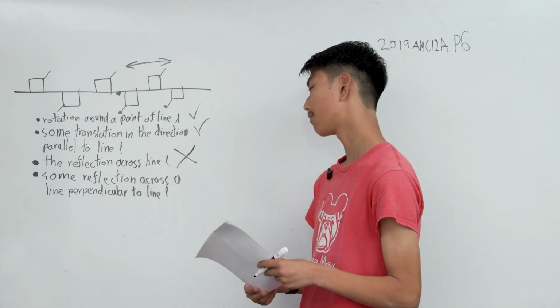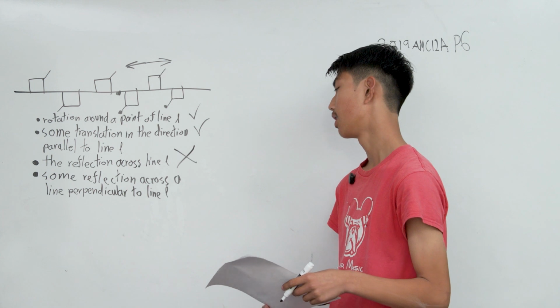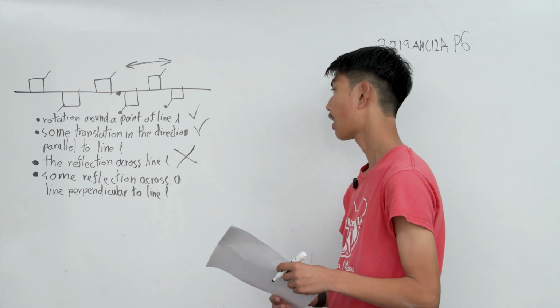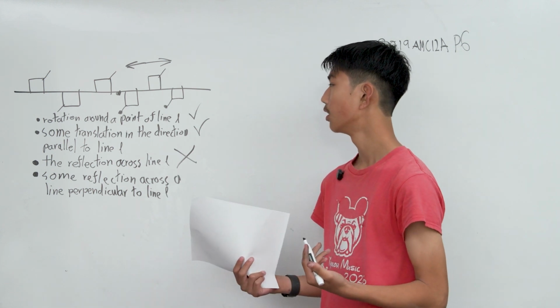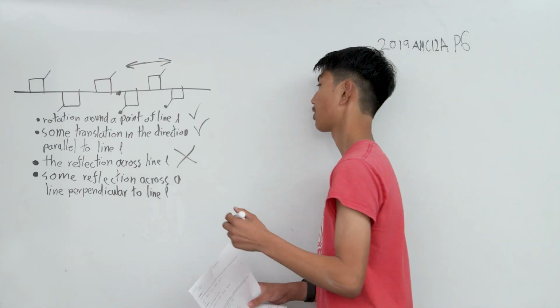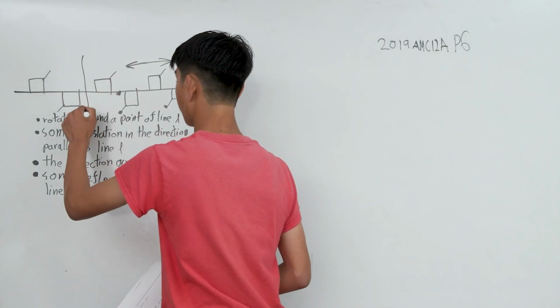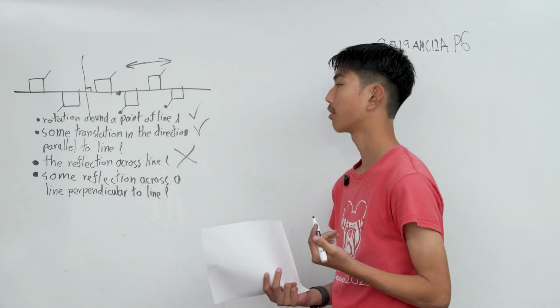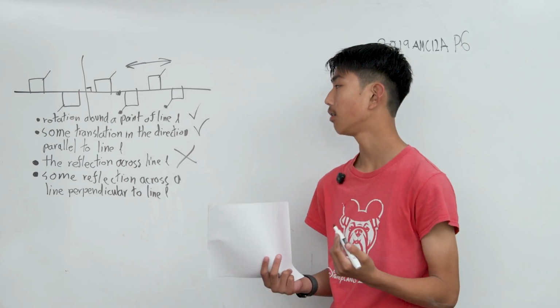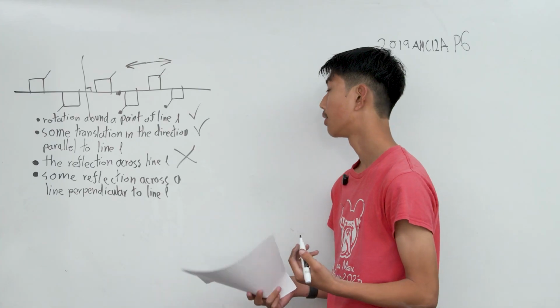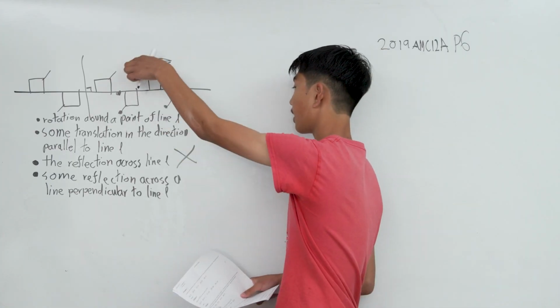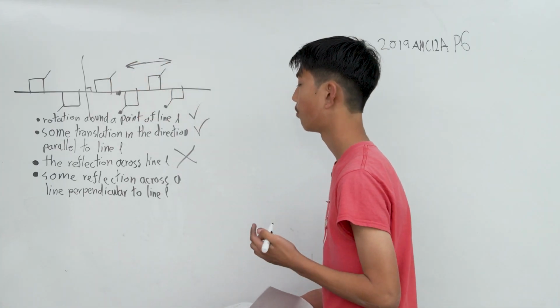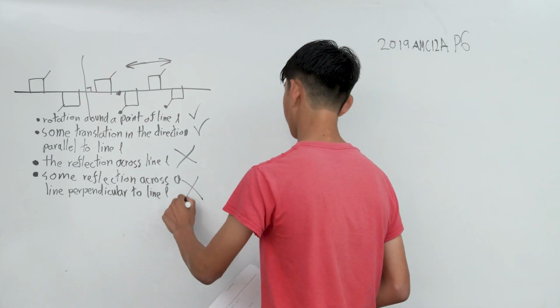And finally, we have some reflection across a line perpendicular to line L. So no matter what we try, basically, if we stick a perpendicular line here, all the squares are again going to be offset because the diagonal lines are facing the wrong way. So this one's incorrect.